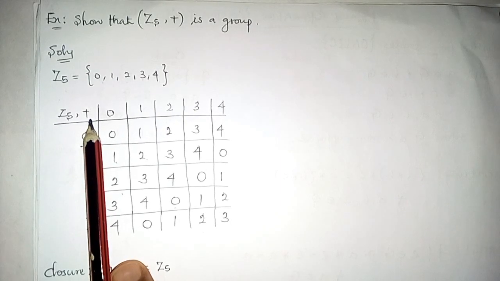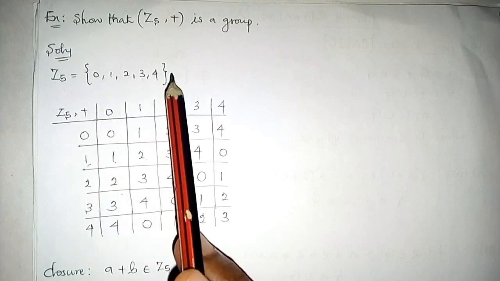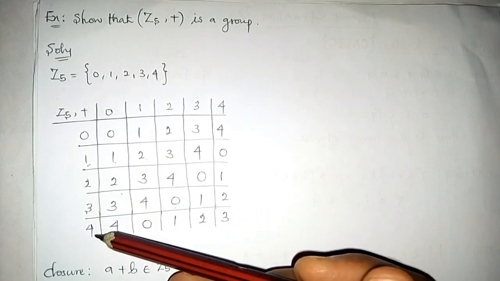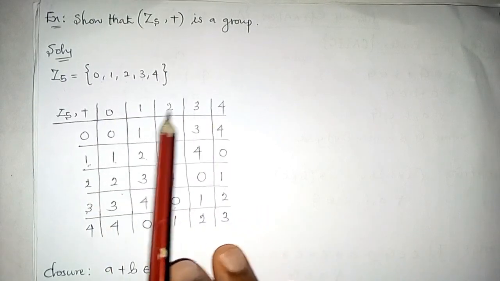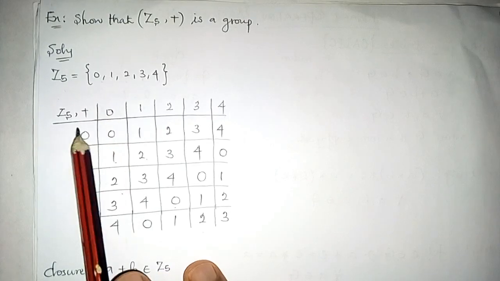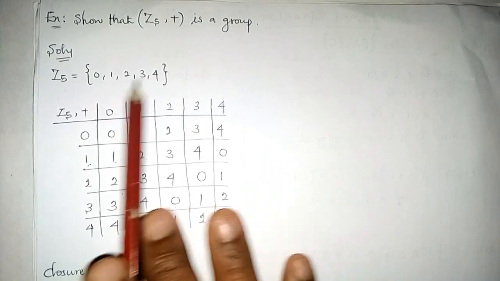If you go back to the previous two videos, we talked about the operation table, and now it has been done. So we have 0 to 4 here, and 0 to 4 here. So 0 plus 0, we have 0, 0 plus 1, and then we get all this.